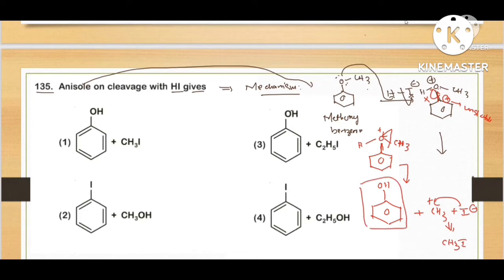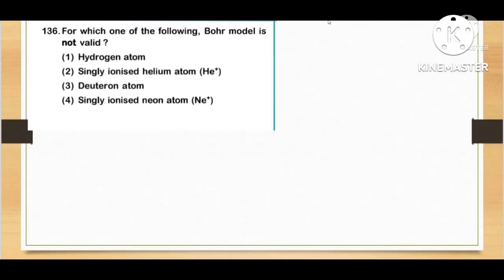Now let us verify the given options. Phenol plus methyl iodide. Here phenol plus methyl iodide. So option A is the correct answer. Now let us verify question 136.